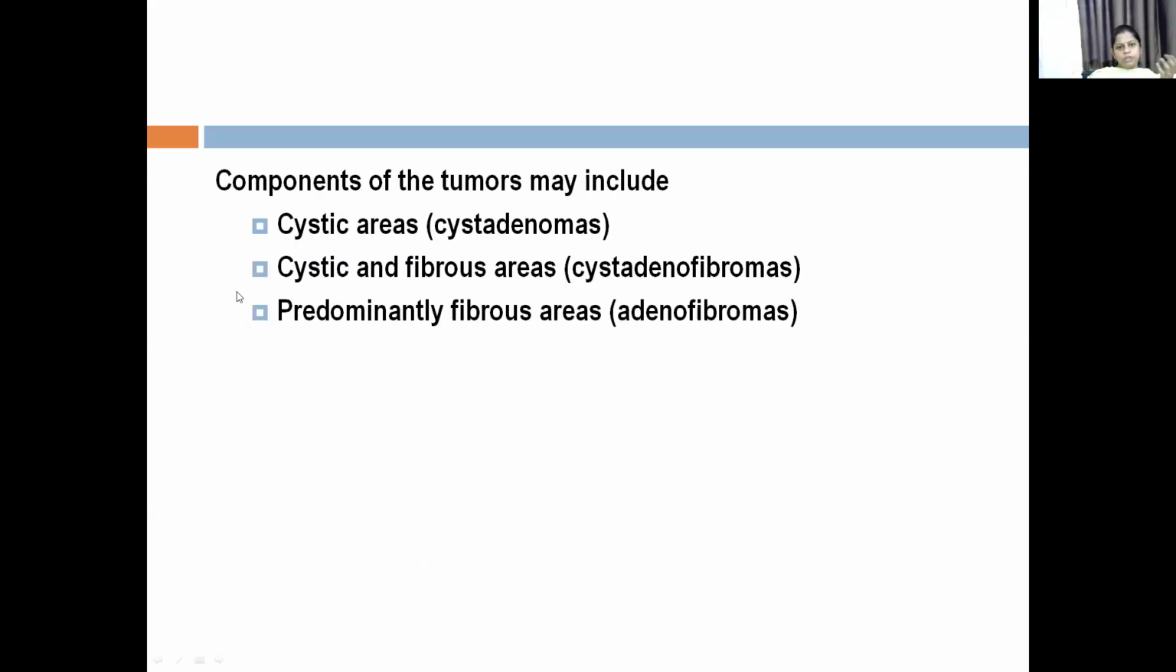Usually the components of these tumors may include cystic areas, fibrous areas, or a combination of cystic and fibrous areas. If only cystic areas are present, we call them cystadenomas. Adenoma means glands, right? So glands with the cystic areas, cystadenomas. Cystadenofibroma has a cystic component, a glandular component, and a fibrous component. Predominantly fibrous areas, adenofibromas. Cystadenomas, adenofibromas, and cystadenofibromas.